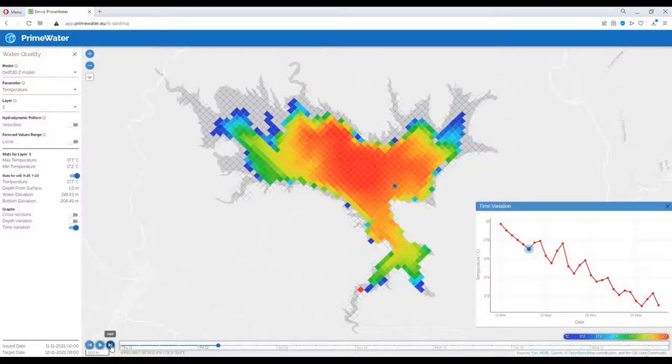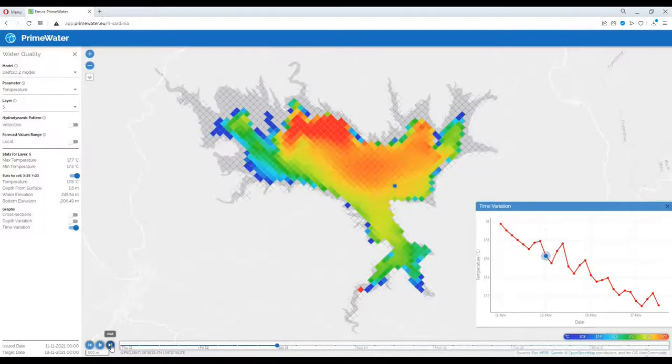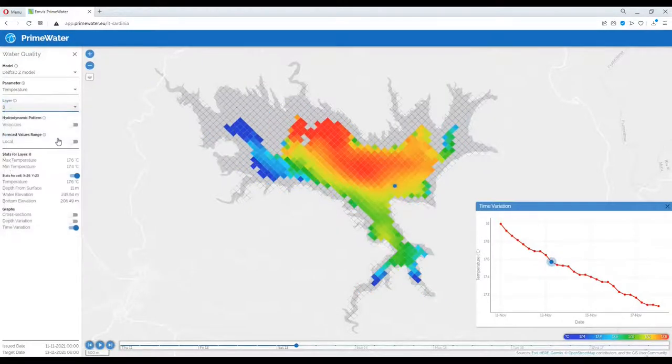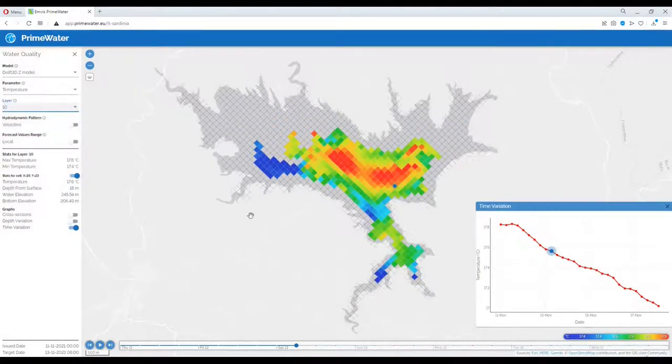For example, in the graph, we are now observing the diurnal variation of temperature in the topmost layer. As I said, we are using a three-dimensional model, so apart from the top layer, we are also able to get information for any depth we would like. For example, here, in a middle layer of the reservoir, the temperature variation is not so pronounced. Values are almost identical for the forecasting period.